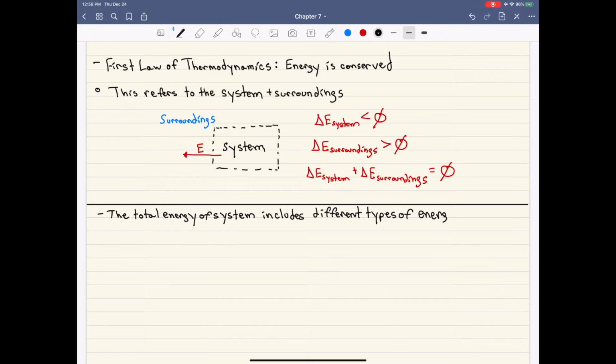Okay? And in this course, we're going to consider specifically 3 types of energy. And so the 3 types are going to be kinetic, potential, and internal.